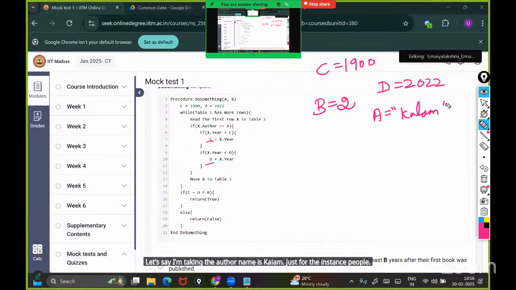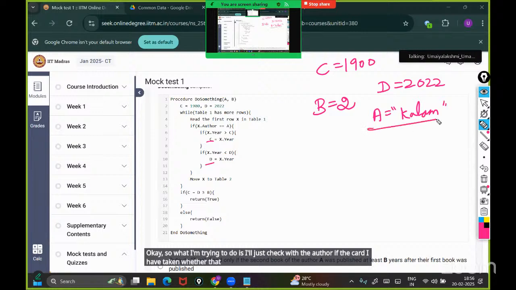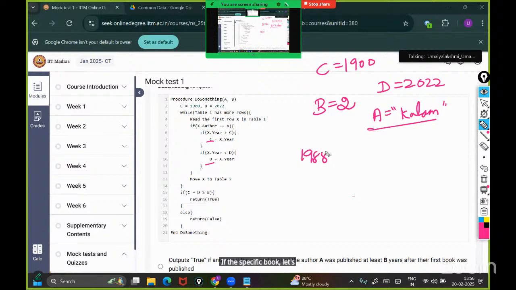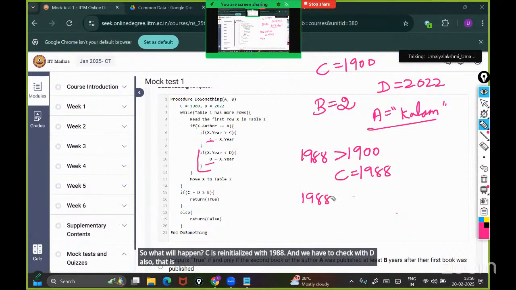So what I'm trying to do is check whether the author of the card I have taken is equal to the author given. If yes, I have to check the specific book's year. Let's say I'm taking 1988, which is greater than 1900. So C is reinitialized with 1988. And we have to check with D also, that is whether 1988 is less than 2022.